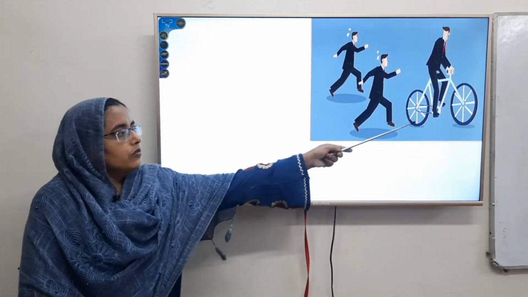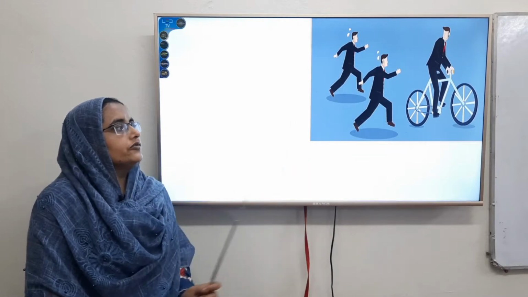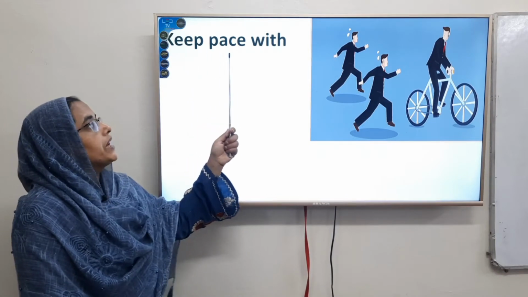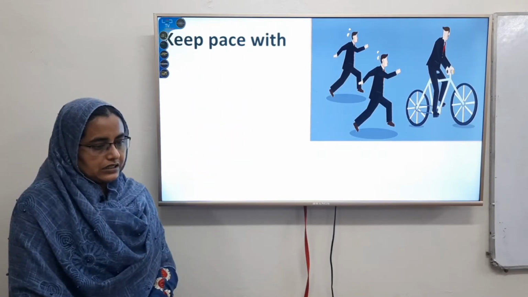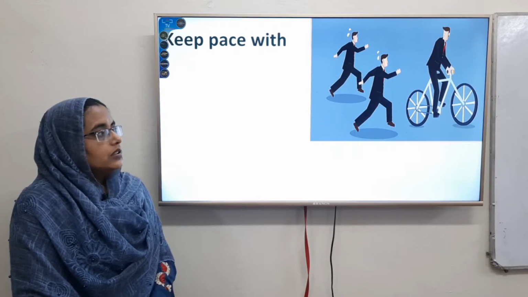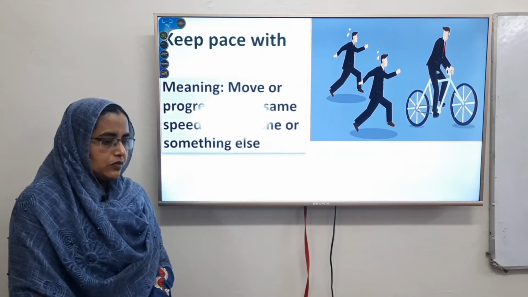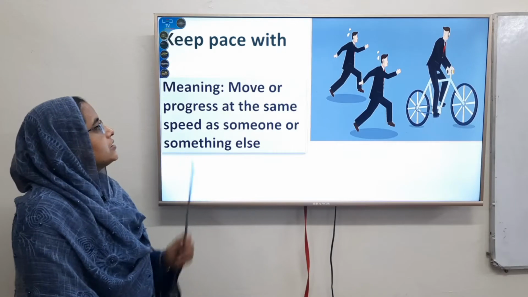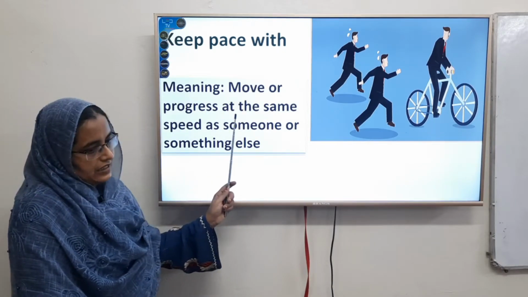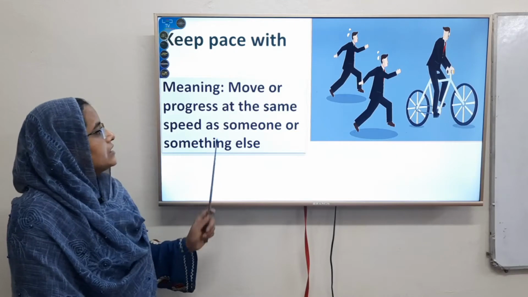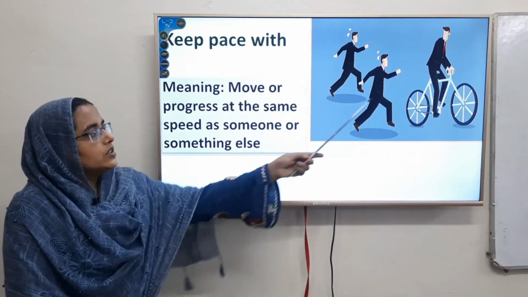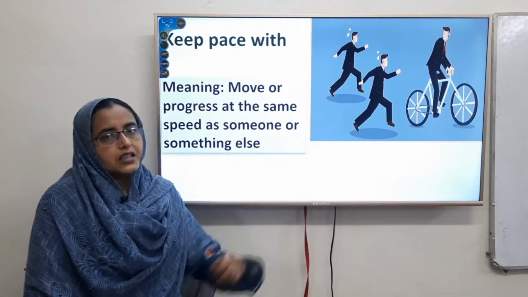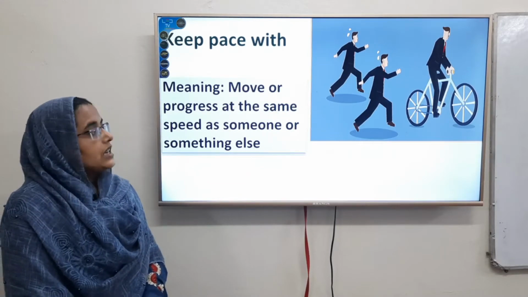We can see here one man is on a cycle and two are following him. So, here is our word that we have to discuss: keep pace with. What is the meaning of this word? The meaning of this word is to move or progress at the same speed as someone or something else. So, the speed will be the same as the man on the cycle and the man who is walking on the way. Keep pace.